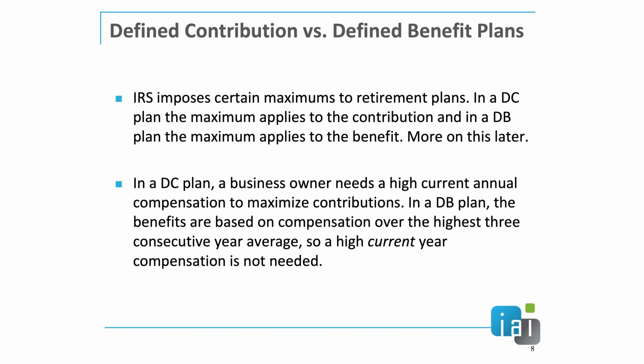Another difference pertains to the certain maximums that the IRS imposes on retirement plans. In a DC plan, the maximum applies to the contribution, and in a DB plan, the maximum applies to the benefit. I'll go into more detail on this later. And the last difference I want to mention is that in a DC plan, a business owner needs high current annual compensation to maximize contributions. In a DB plan, the benefits are based on compensation over the highest 3 consecutive year average, so a high current year compensation is not needed.